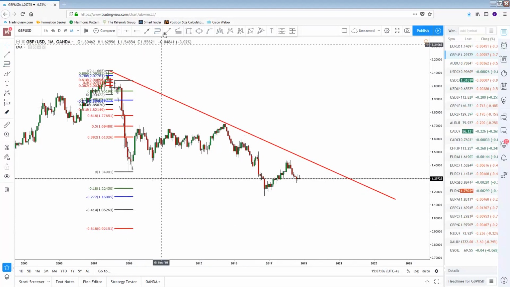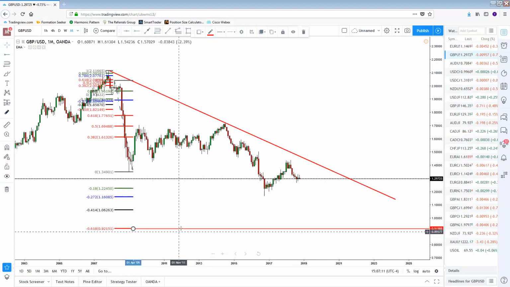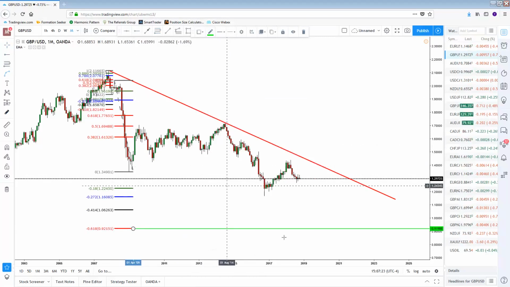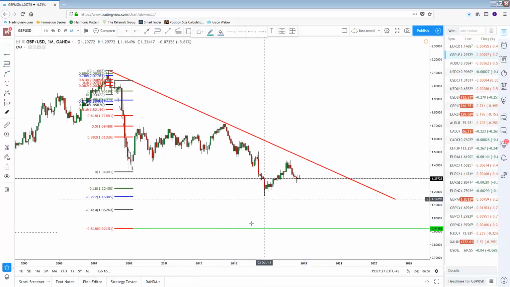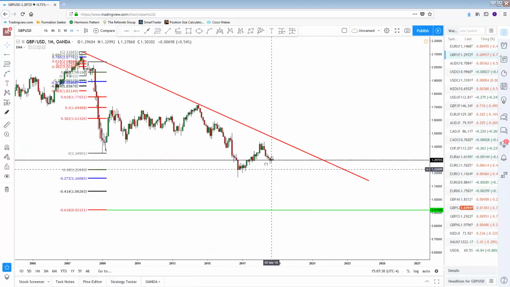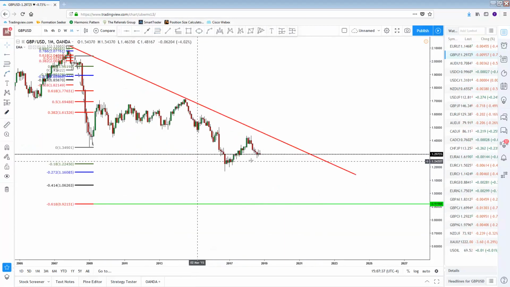So what this is telling me is, if I run this, we'll change this to green for you guys just so you know. All right, so this is my target. This is where I think price is eventually going to go on the higher time frame. And if you look at this, that's quite a few pips right here.